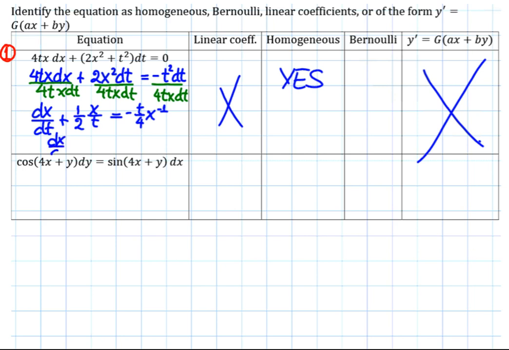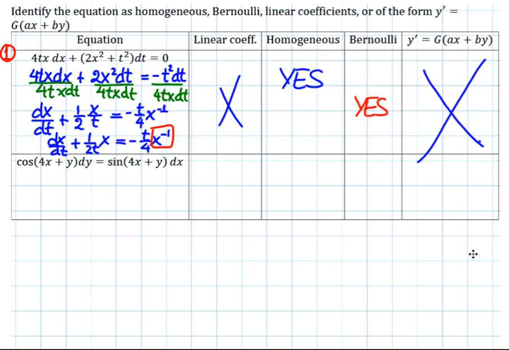dx over dt plus 1 over 2t times x, equals negative t over 4 times x to the -1. And as you see, if we don't have this term, we will have the linear first order equation where x is a function of t, and we have that term which makes it a Bernoulli.